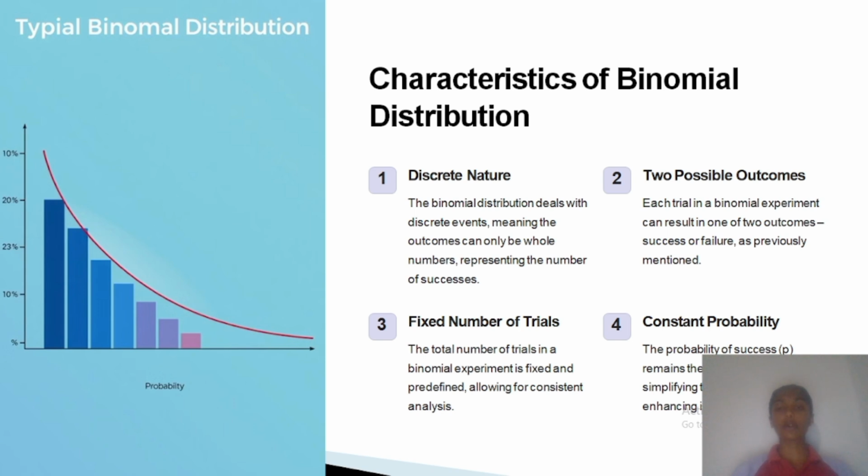Fixed number of trials. The total number of trials in a binomial experiment is fixed and predefined, allowing for consistent analysis. Constant probability. The probability of success remains the same across all trials, simplifying the analysis and enhancing its reliability.